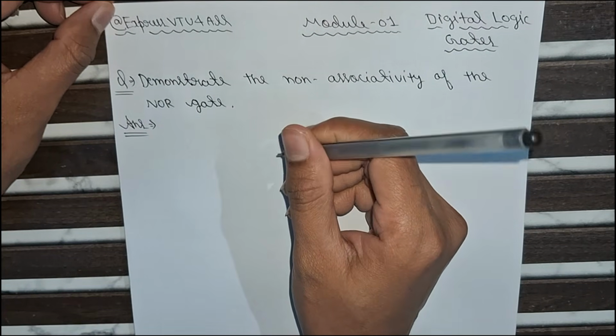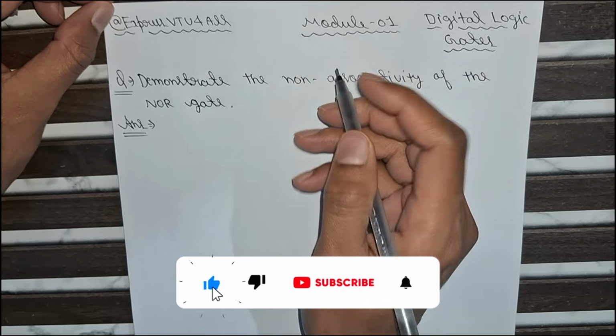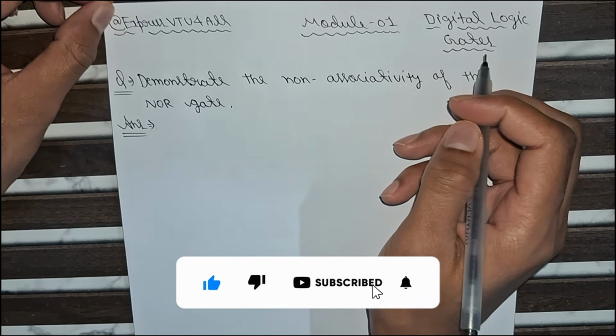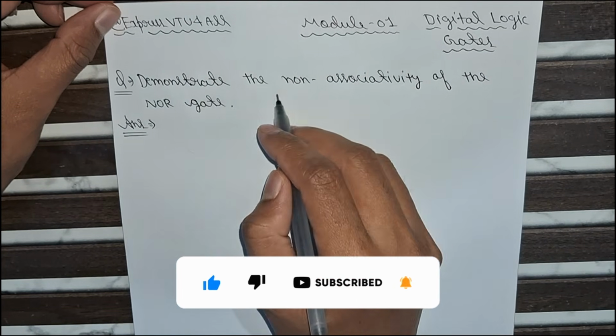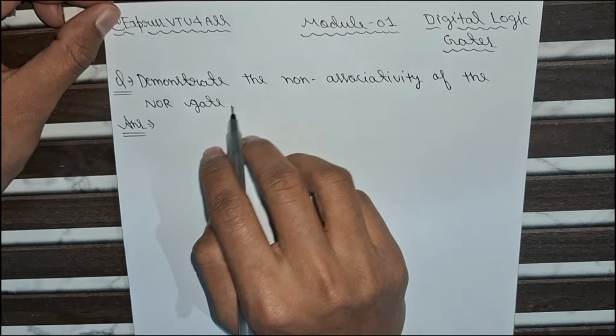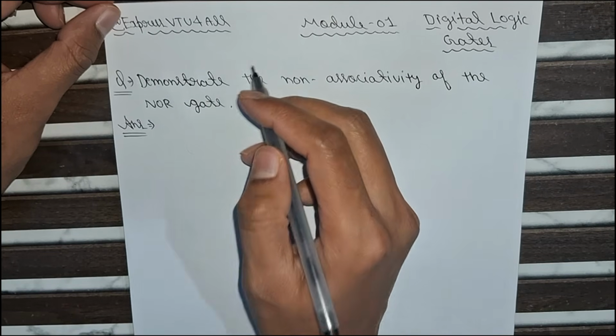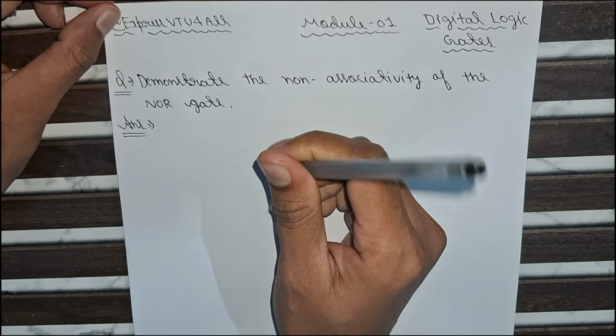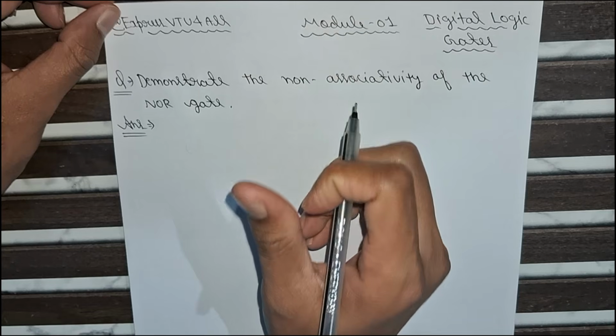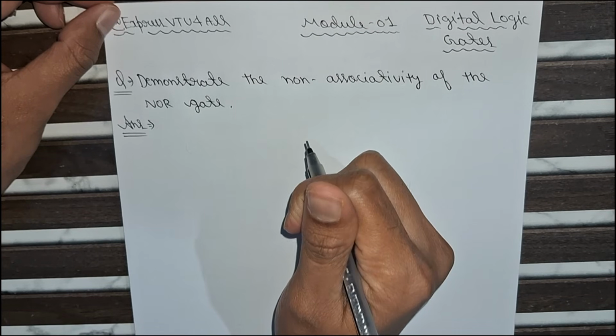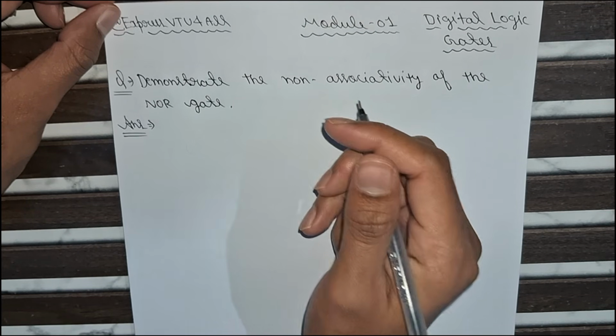In today's video, we will solve the very important question from Module 1 Digital Logic Gates. So our question is demonstrate the non-associativity of the NOR gate. So firstly, let us understand what associativity means. A logic operation is said to be associative if changing the grouping of input does not change the output.